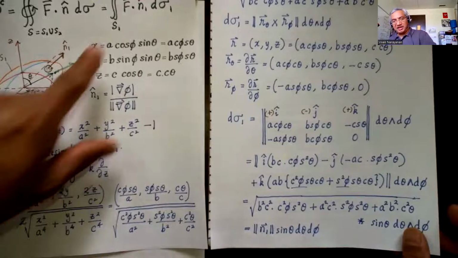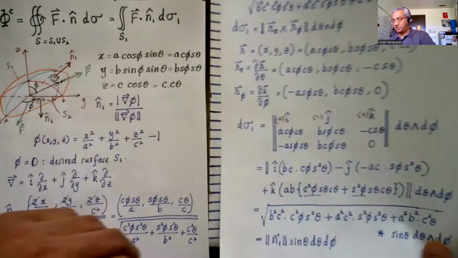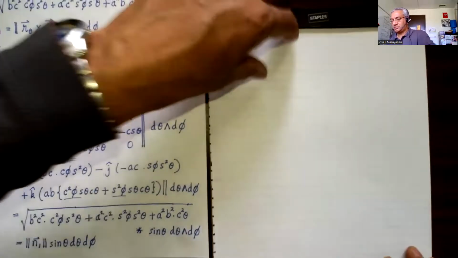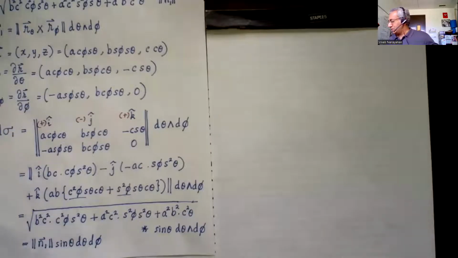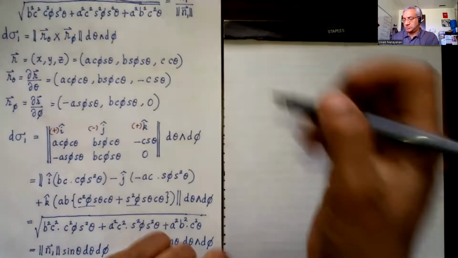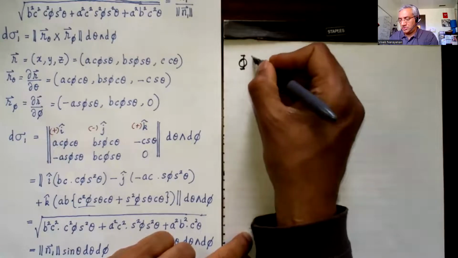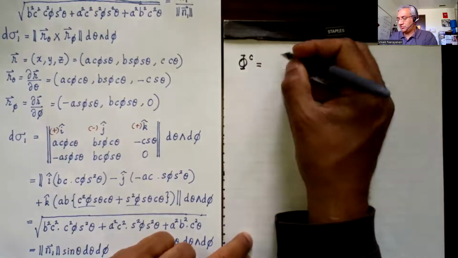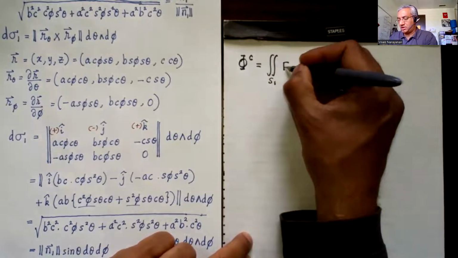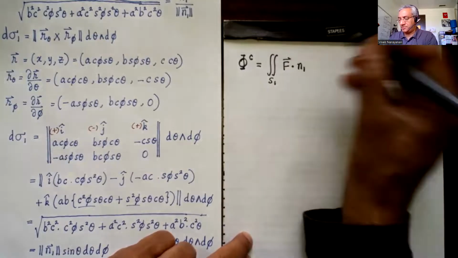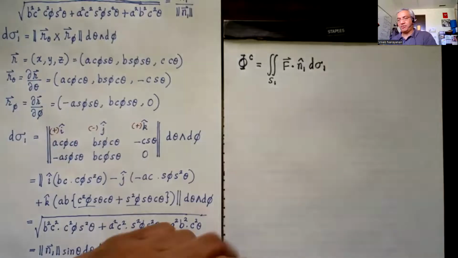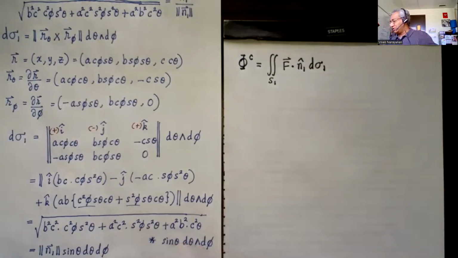With all this in mind, let's now calculate the flux. That's the last thing we have to do. So what is the flux? Flux to the closed surface is just going to be the integral over S1 of F dot N1 d sigma 1. And we have all the ingredients to calculate this object.